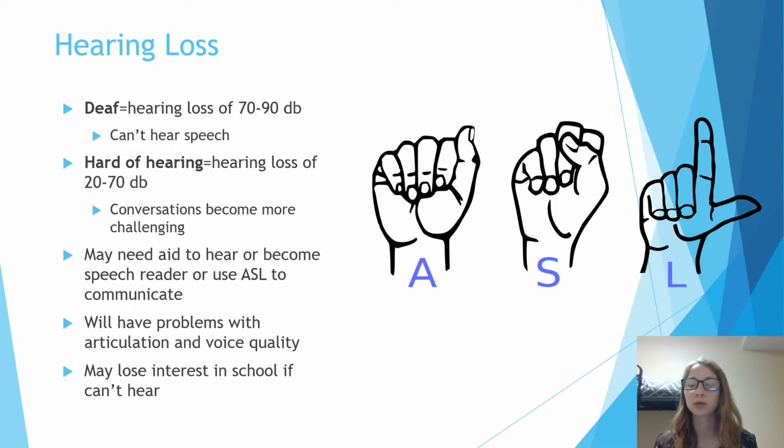At 20 decibels, it's really not bad. It's just fuzzier, and at 70 decibels, it becomes a lot more difficult. The speech has to be really loud, but they can still hear you if you're really loud. And then they might need aids, or learn how to speech read, which is basically lip reading, or use ASL, which is American Sign Language, to communicate with others. And a lot of times, if they can speak when they're deaf or hard of hearing, their voice quality and articulation will be difficult to understand. And yeah.